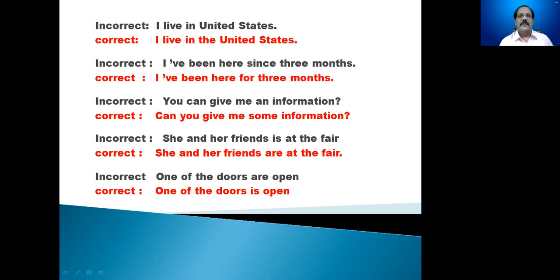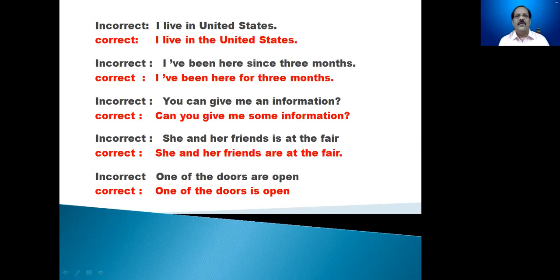Then look at these things. I live in United States. So we say I live in the United States. As we are all aware, in articles we will come across that a group of nations or group of mountains will come. We use the definite article the. So when you say United States, we have to use the before it because it is a group of states. That's the reason why we say I live in the United States.